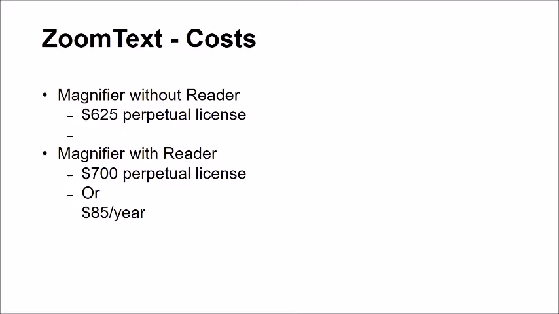Cost for Zoom Text, without the reader, it's $625 for a perpetual license, it's called. With the reader, it's $700 for a perpetual license. Perpetual license means that you pay outright. You don't have any right to upgrades. It's yours. Or you can pay on an annual basis. And so the magnifier with reader is $85 per year. And with that cost, you then get upgrades.